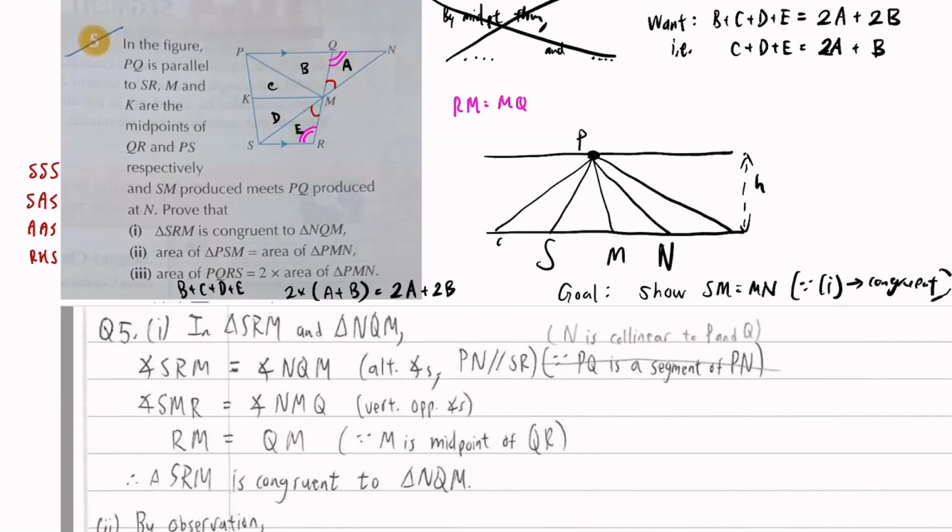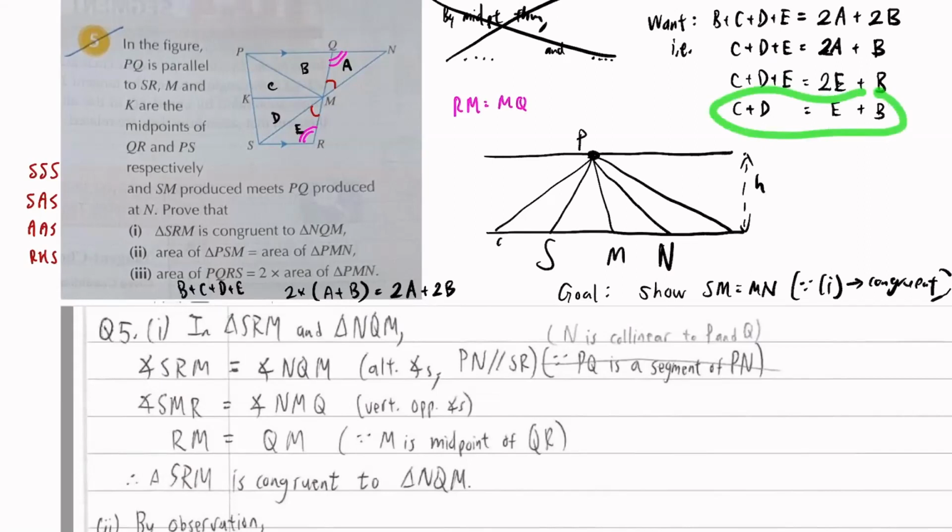So maybe we can just substitute the A with E. So it becomes 2E plus B. Does it make sense? I am simply substituting A with E. PMS and QMN are congruent. Wait, let's just continue the algebra first. C plus D plus E, just cancel off one copy of E on both sides. Then you're left with just E plus B.